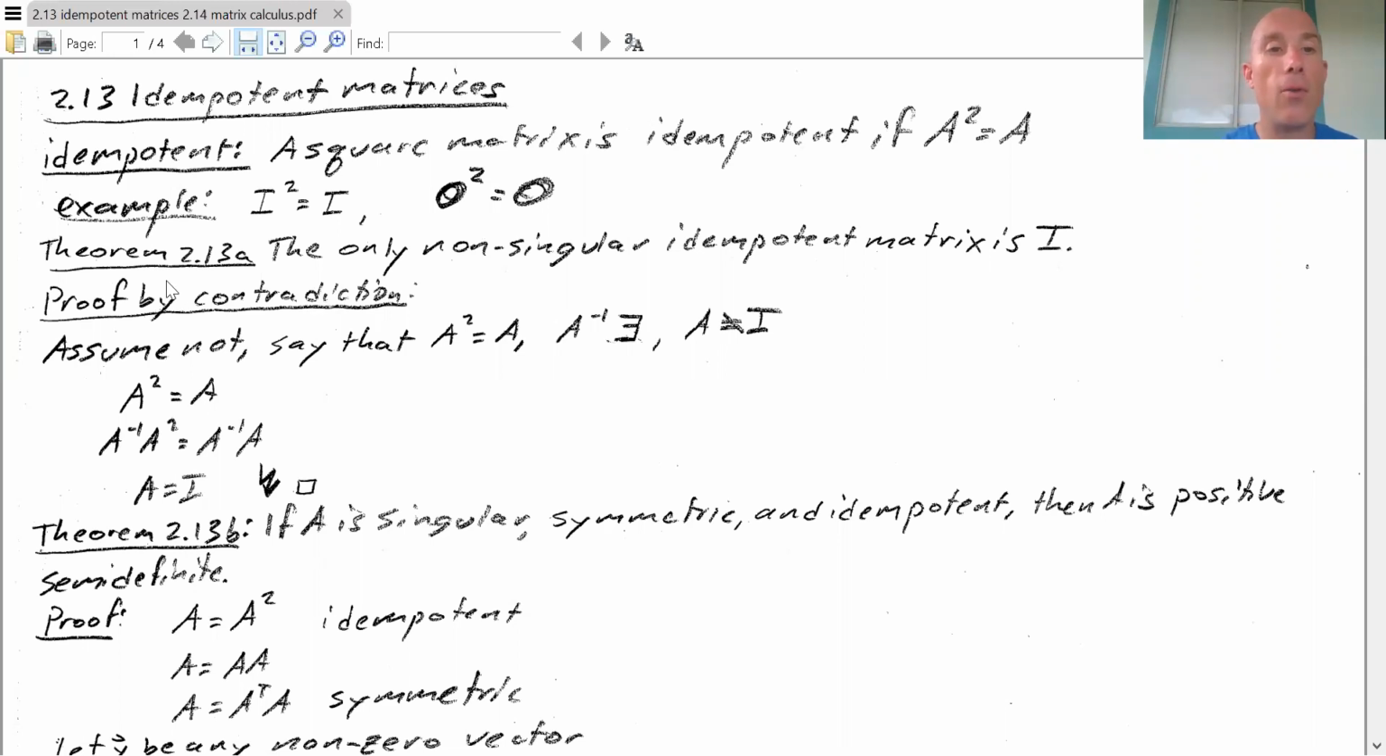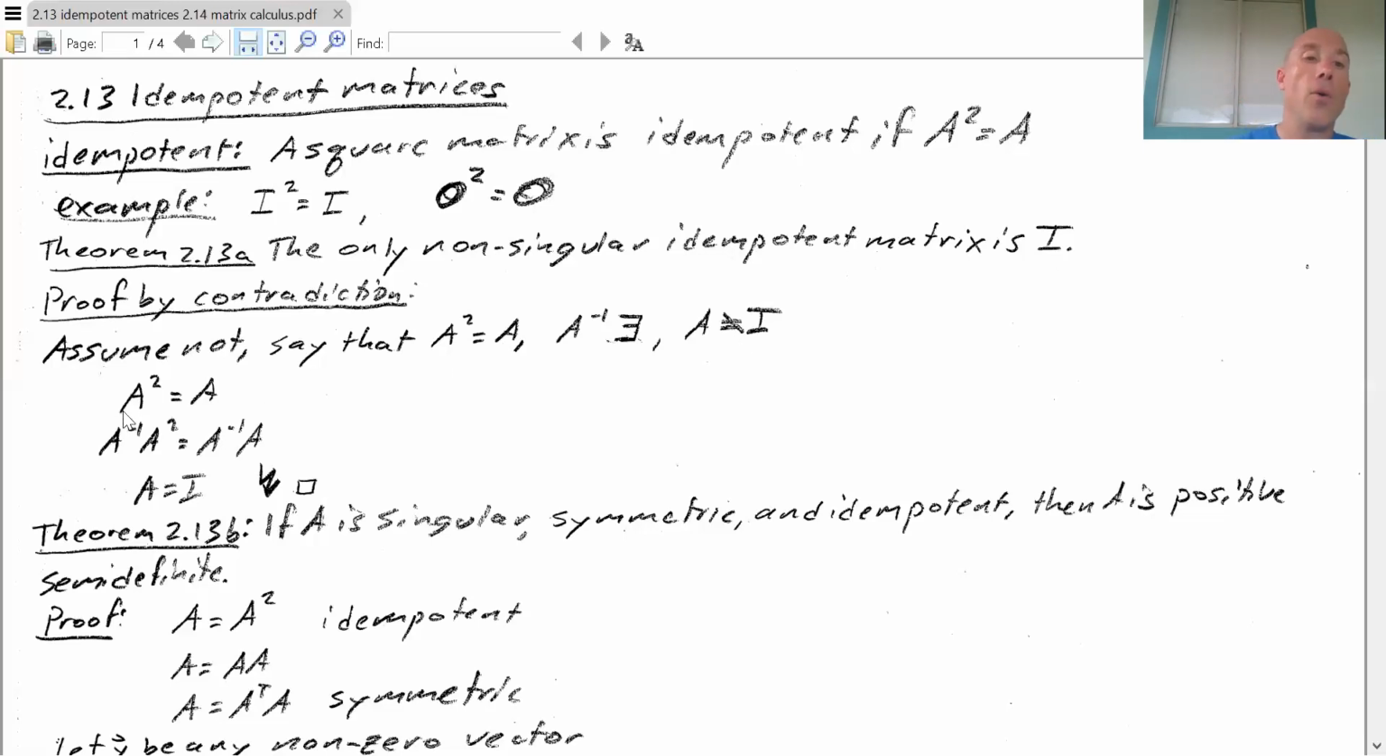Now here's a theorem for us. The only non-singular idempotent matrix is the identity matrix. Let's do a proof by contradiction. Let's assume not. Let's say that there is a non-singular matrix that is idempotent, but it's not the identity matrix. So it's non-singular, therefore it's going to have an inverse. By assumption A squared is equal to A, it has an inverse, and it's not equal to I.